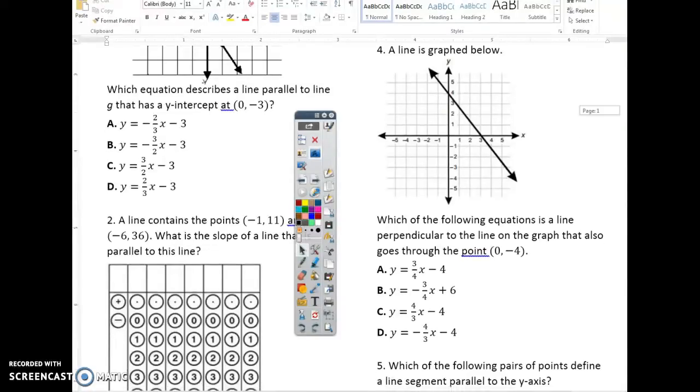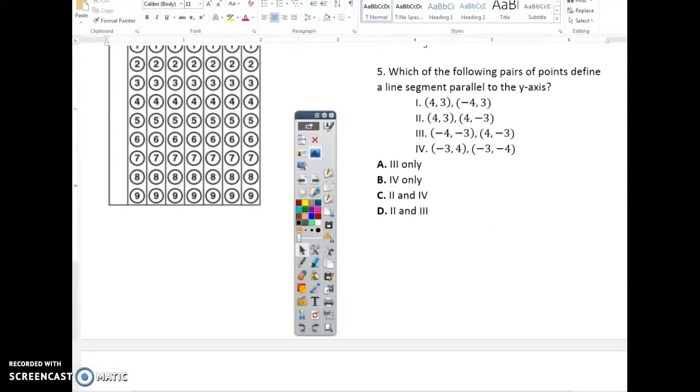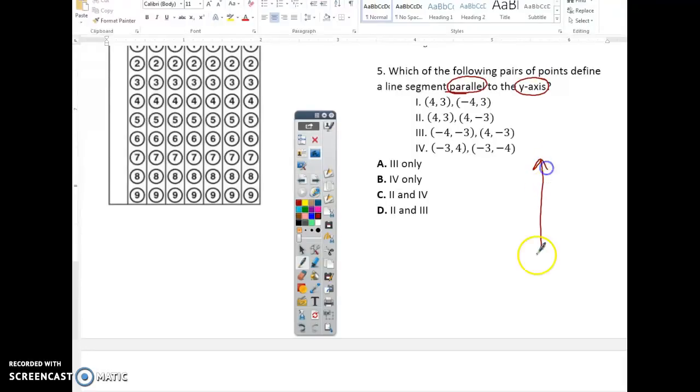Problem number 5, I gave you graph paper. You were supposed to plot those points and see which of the following pair of points define a line segment parallel to the y-axis. What does the y-axis look like? Up and down. This is what the y-axis looks like. So which one of these looks like this one right here?